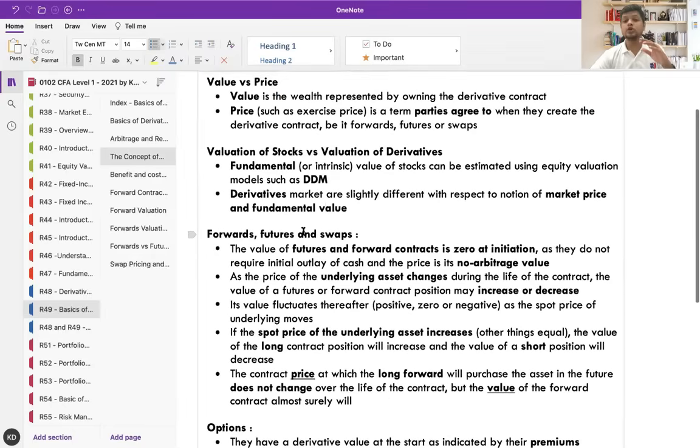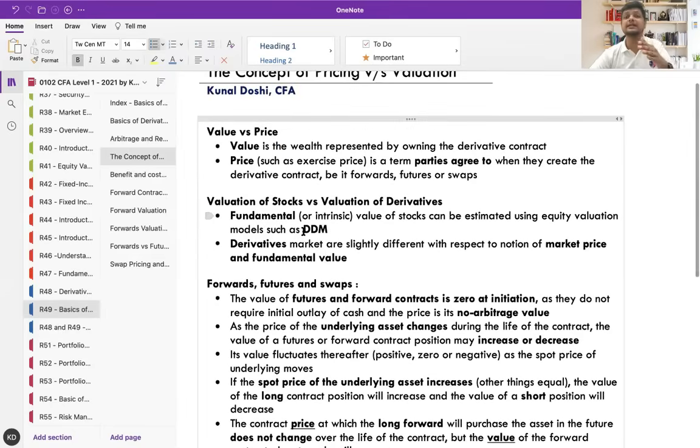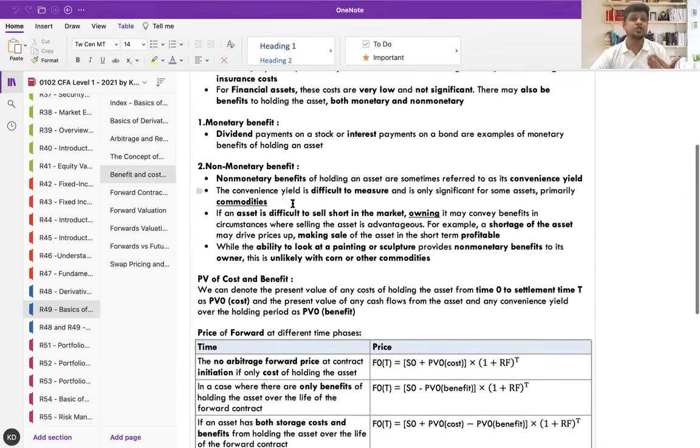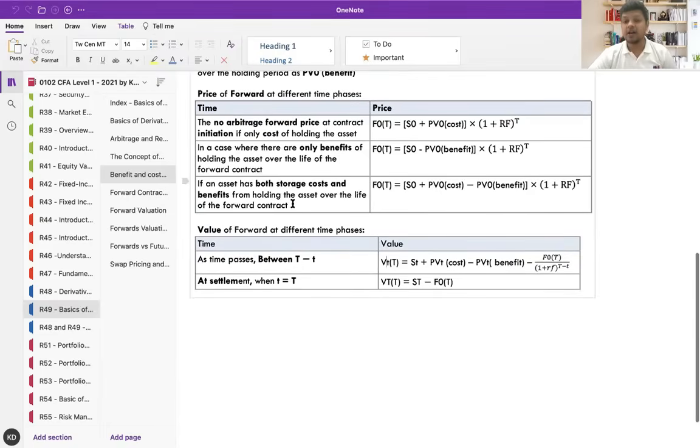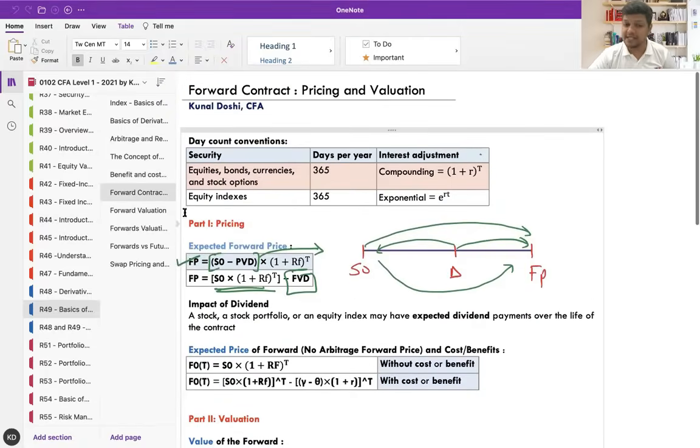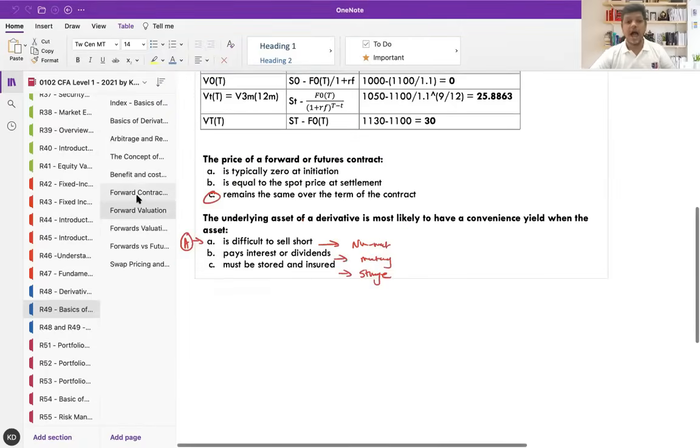And then we understood the difference between price and valuation. The price remains constant, but the value keeps on changing, and that depends on the underlying asset. The underlying assets do have monetary and non-monetary benefits. We need to adjust for that, and accordingly, we will find the price and the value. The value at initiation is always 0, correct? And overall, the value will keep on changing for either position during the maturity of the contract.